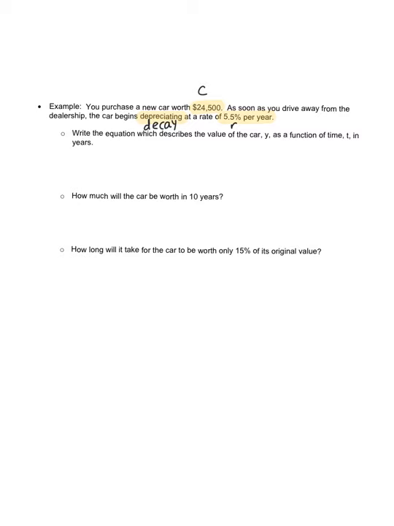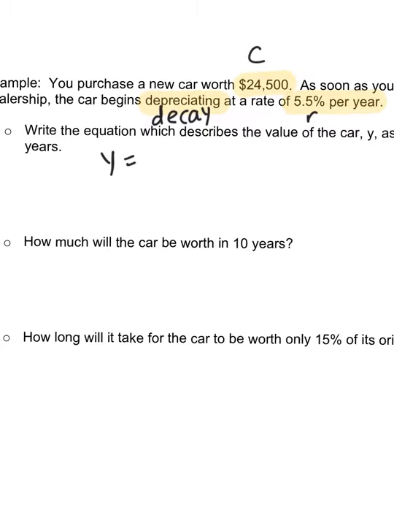I'm going to be using exponential decay. Decay means that you're going to have, let me zoom in a bit. C times 1 minus R. If this was growth, you would see 1 plus R. But since it's decaying, we're going to be going below 100%, so we're doing 1 minus R. And we're going to raise that to the T.